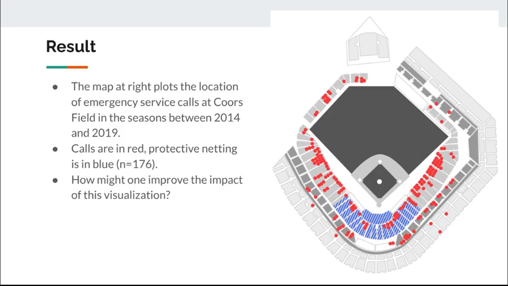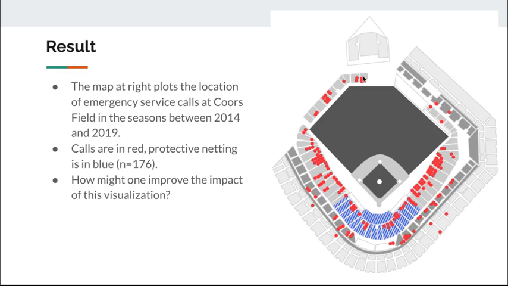Now, the only way to improve the impact of this visualization would be to ask what kind of injuries were reported. So are these injuries that are related directly to a foul ball being hit? Was it a line drive? What kind of injury was reported?